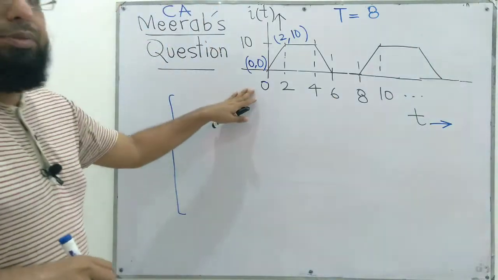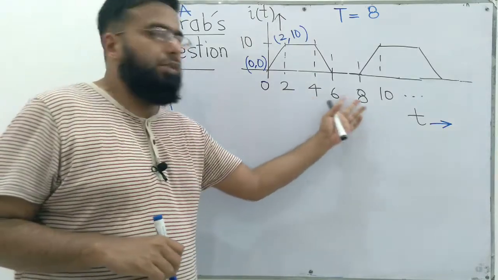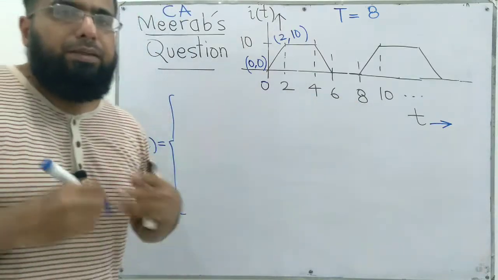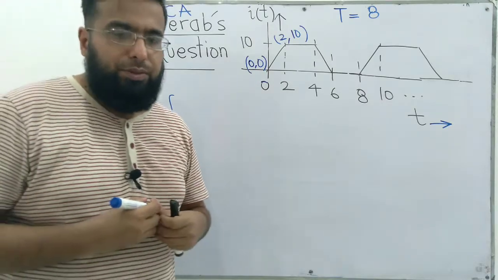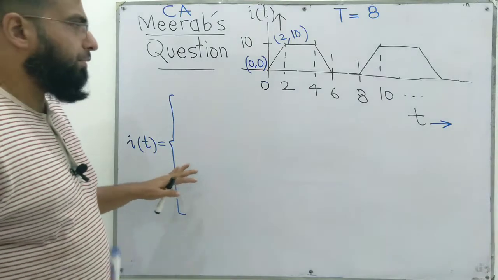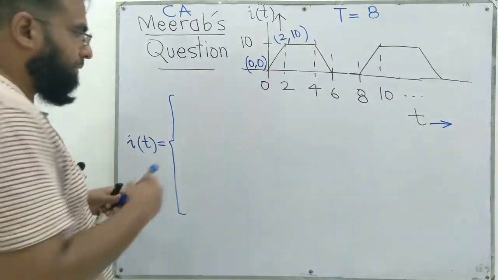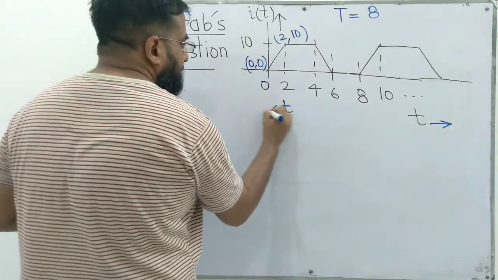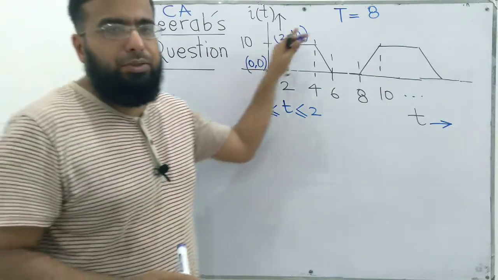So how to write an equation for these 4 pieces, from 0 to 2, 2 to 4, 4 to 6 and 6 to 8, and then we can apply the formula and compute the RMS value of this signal. So in this video we will learn how to write an equation for these 4 pieces. When we have t between 0 to 2, it's rising like a straight line.